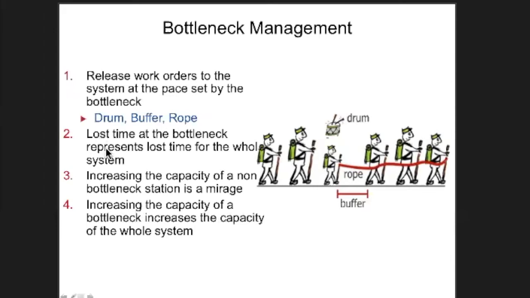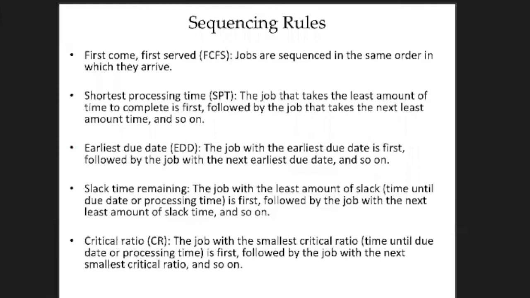The second point here is lost time at a bottleneck represents lost time for the whole system. We talked about this, that it doesn't help if we improve the efficiency of something other than the bottleneck, because if the bottleneck is still working at a certain speed, in fact, by increasing the efficiency of anything else other than the bottleneck, the system actually can get even more inefficient in that process. And that's one thing which we will always work on, that is increasing the capacity of the bottleneck resource. So that's constraint management connected with capacity and the idea of theory of constraints.